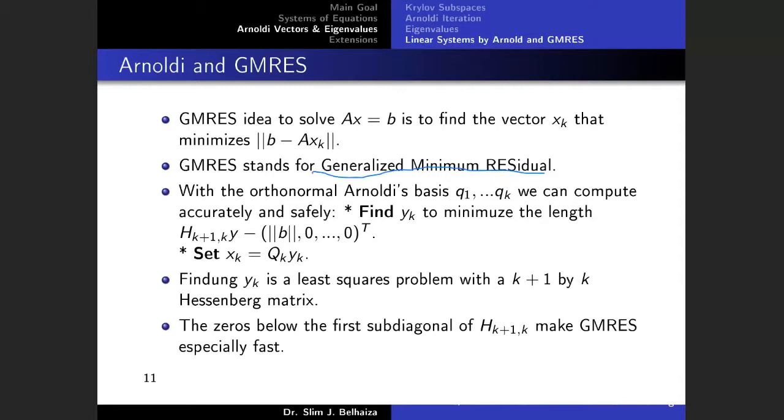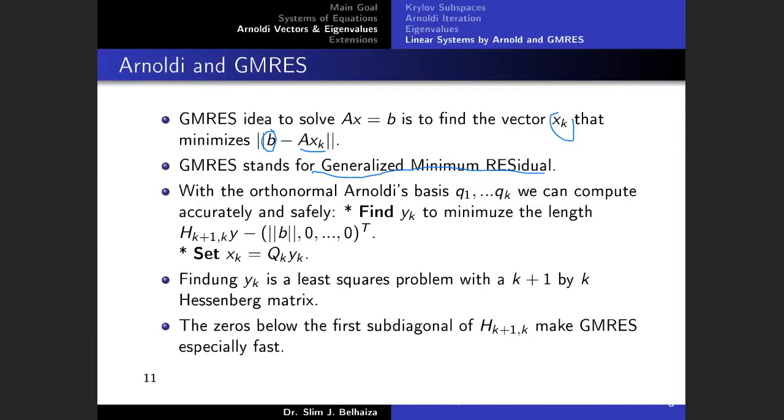Okay, generalized minimum residual. So the idea mainly is to solve AX equals B and to find the vector xk that minimizes the distance between B and AXK. Okay, so in fact, we are doing an estimation of the exact solution to B. Why an estimation? Because A is too large, and you cannot just claim that you have an exact solution, or you cannot just maybe work on the inversion of A. So you are going to estimate the solution by xk.